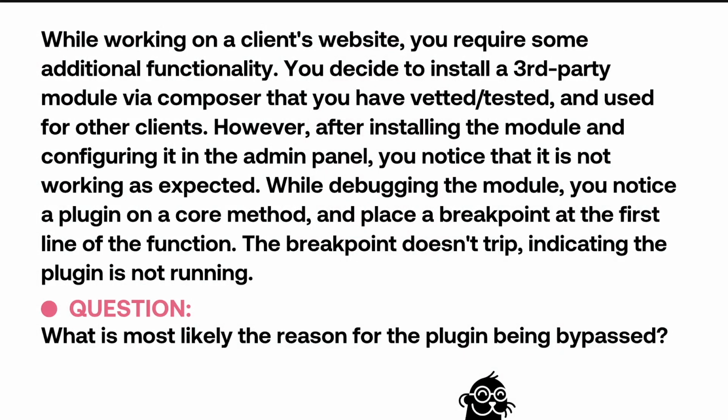While working on a client's website, you require some additional functionality. You decide to install a third-party module via Composer that you have vetted and tested, as well as used for other clients. However, after installing the module and configuring it in the admin panel, you notice that it is not working as expected. While debugging the module, you notice a plugin on a core method and place a breakpoint at the first line of the function. The breakpoint does not trip, indicating the plugin is not running. So the question is, what is most likely the reason for the plugin being bypassed?